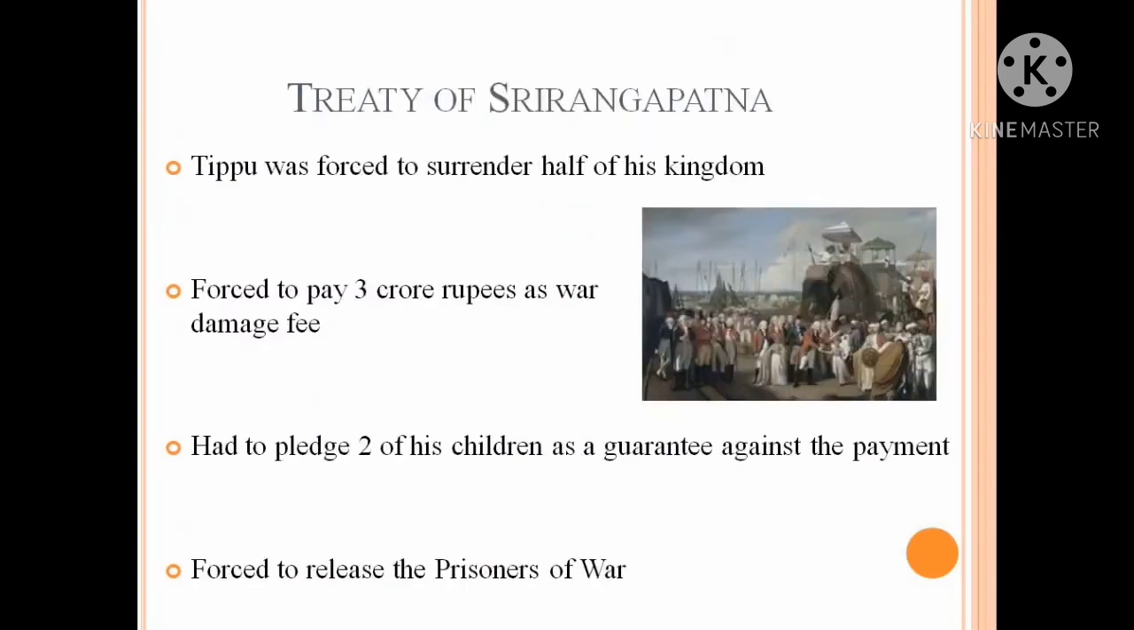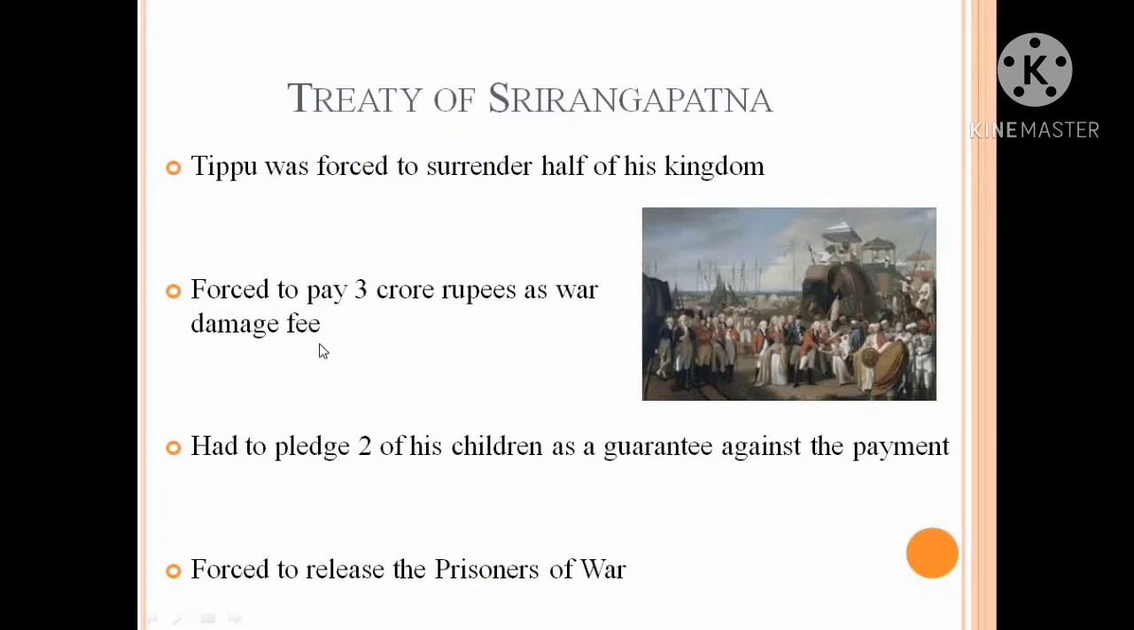Treaty of Srirangapatna. The main question: what are the terms of the Treaty of Srirangapatna? The same question can be asked in another way, that is, what are the effects of the Third Anglo-Mysore War? Same answer. In the Treaty of Srirangapatna, Tipu was forced to surrender half of his kingdom. 50% of his kingdom was surrendered. And he was forced to pay 3 crore rupees as war damage fee.